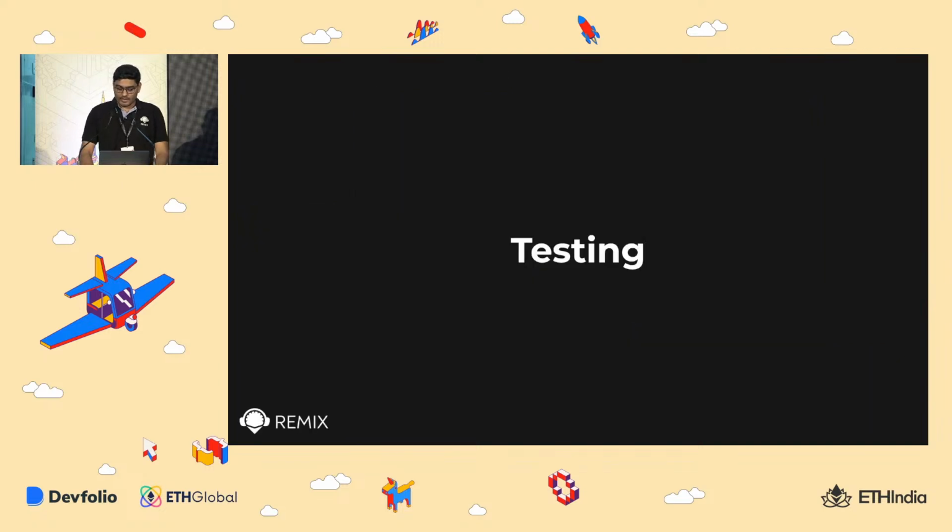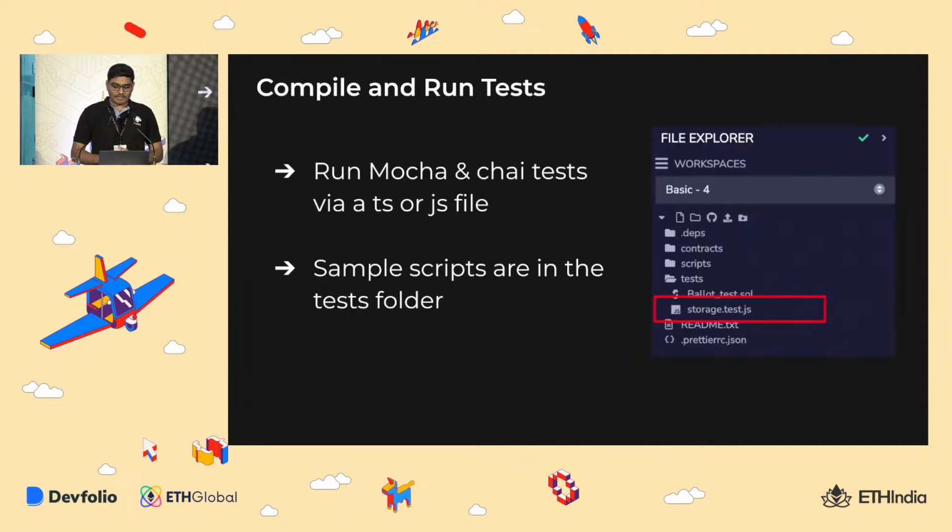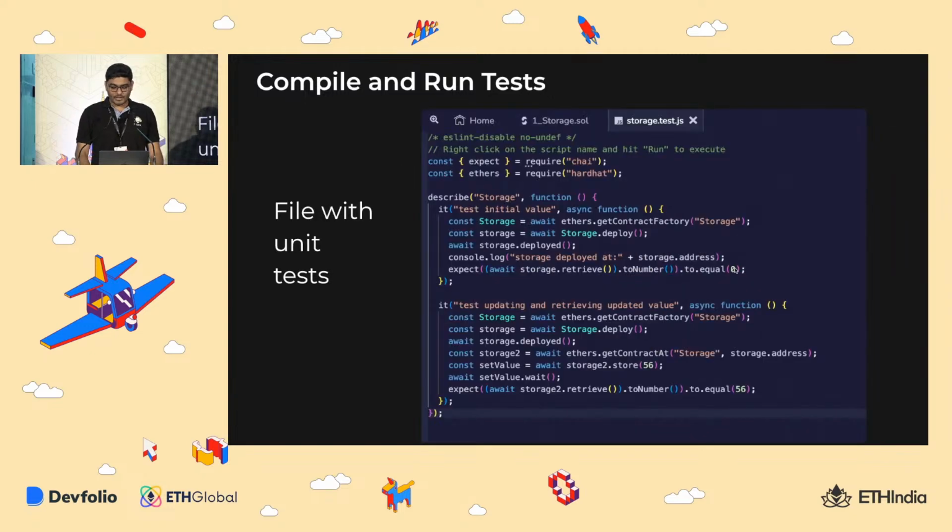Okay, so you guys are aware that Remix supports unit tests written using Mocha and Chai. These tests can be put into a TypeScript or JavaScript file, and then they can be run within the Remix IDE itself. If you create a basic Remix workspace, you will get this storage.test.js file, which contains some initial level unit tests. You can extend this file to put your logic there.